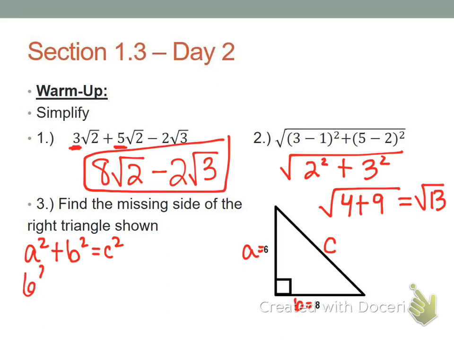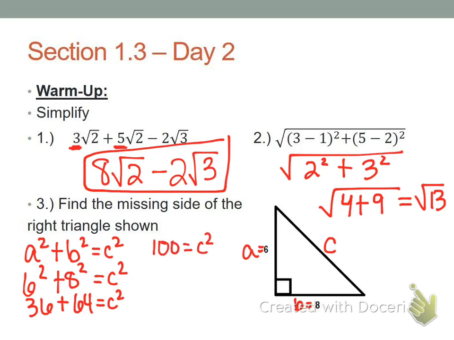So we have 6 squared plus 8 squared equals c squared. 36 plus 64 equals c squared. When we add those, we get 100 equals c squared. To solve, we need to square root both sides. So c equals 10. That's our missing side.